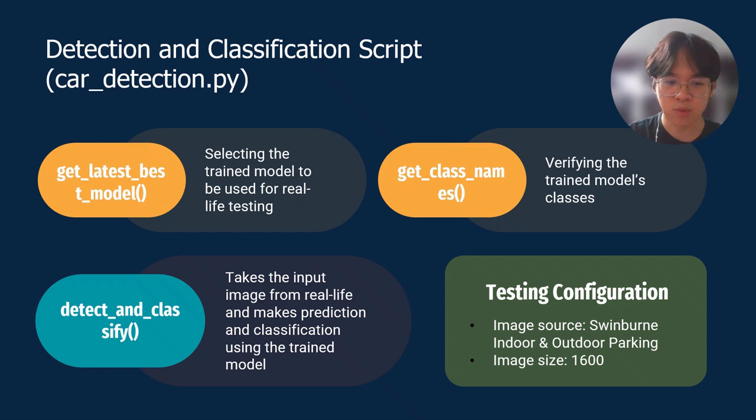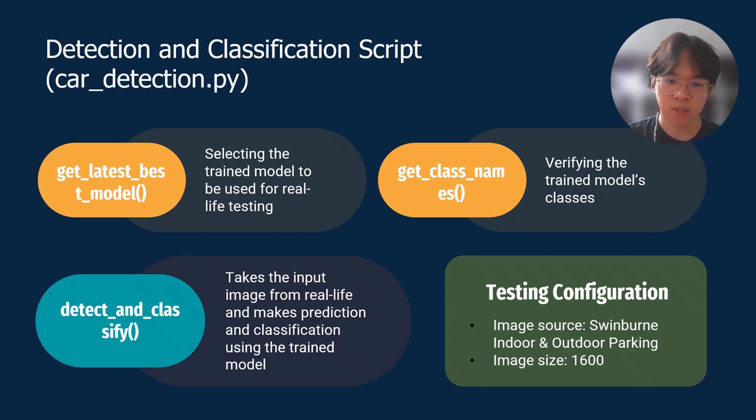So in this detection.py, we have 3 main functions. The first is get_latest_best_model, which we will use to select the trained YOLOv8s model for the real-life testing. The second function is get_class_names, which we will only use to check whether the classes we have are the same as the model's. And the third one is detect_and_classify, which is the main function that will take in the image from the real-life scenario. Then the model will make predictions and produce an output that we can see.